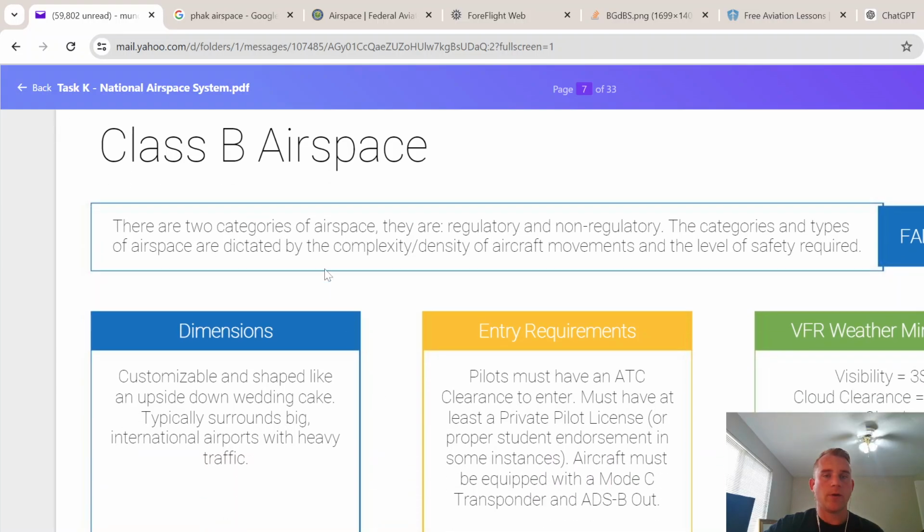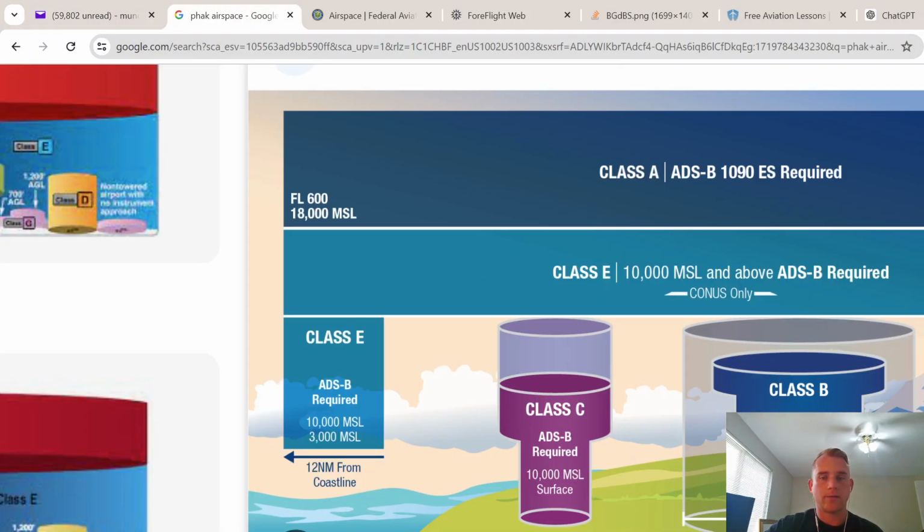Dimensions, just remember, it looks like an upside down wedding cake. Okay, that's the way I remember it. That's the way a lot of you guys will remember it. When somebody asks you, hey, what does a Class Bravo airspace look like? Just tell them it looks like an upside down wedding cake, and it has shelves attached to it.